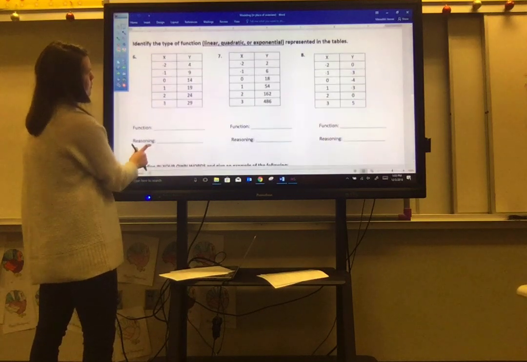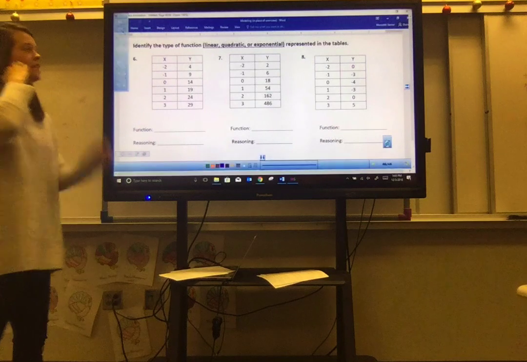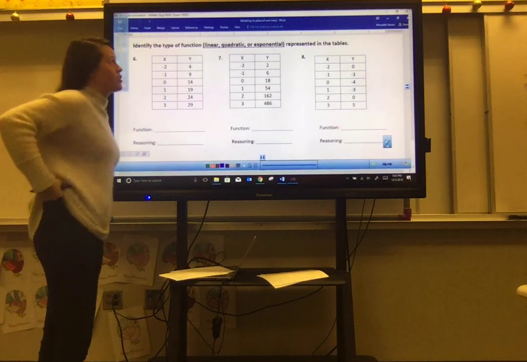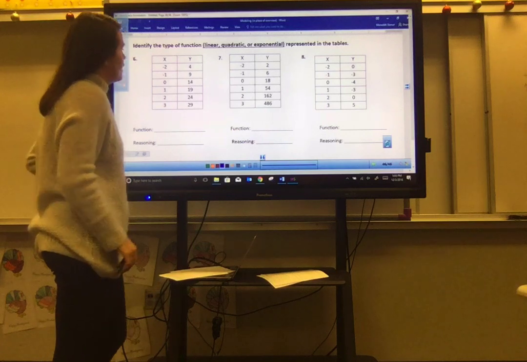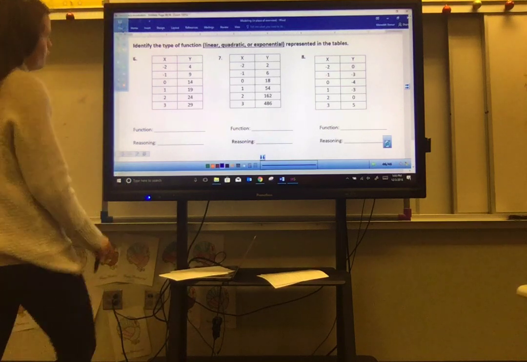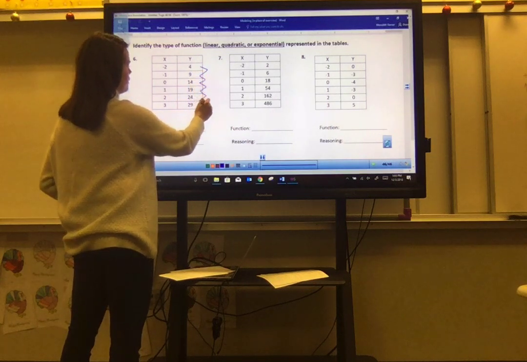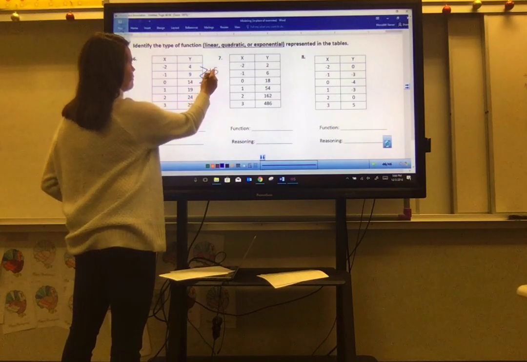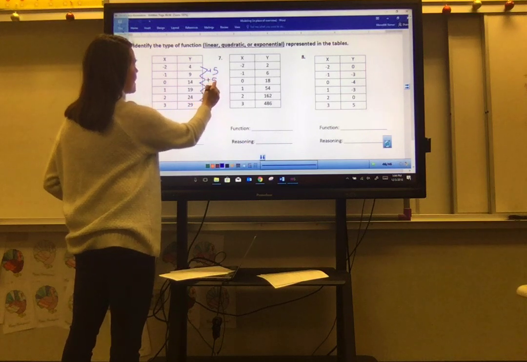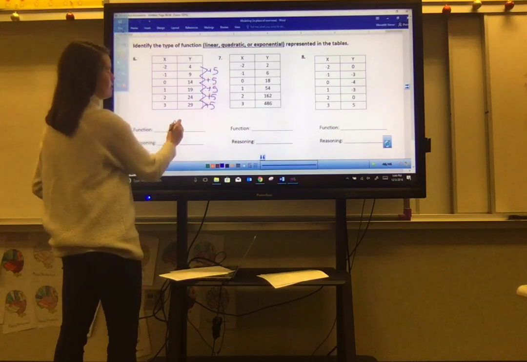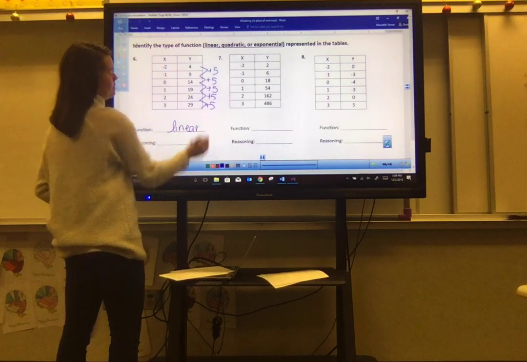All right, here we are again. Here's just another refresher on is this linear, is this a quadratic, or is this exponential? If we look at these three, you will notice that my first one, all of these are adding 5. I'm adding 5. What do we say when we have something that's constantly being added? Linear, correct.